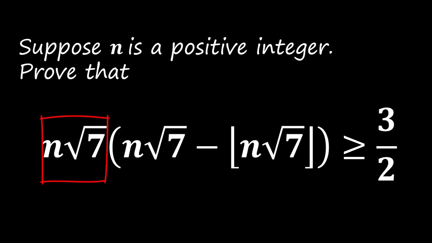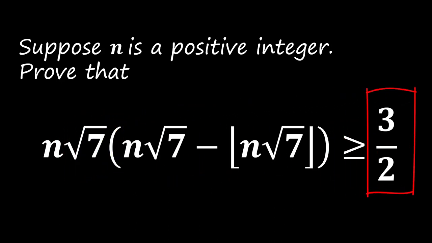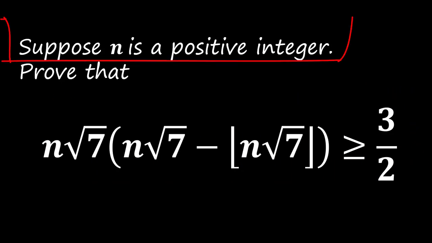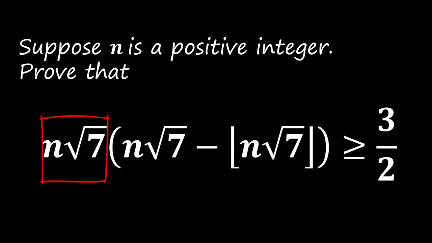Prove that n times square root 7, times n square root 7 minus the floor of n square root 7, is at least 3 over 2. Before we uncover the solution, I encourage you to hit the pause button, grab your pen and paper and give your best shot.